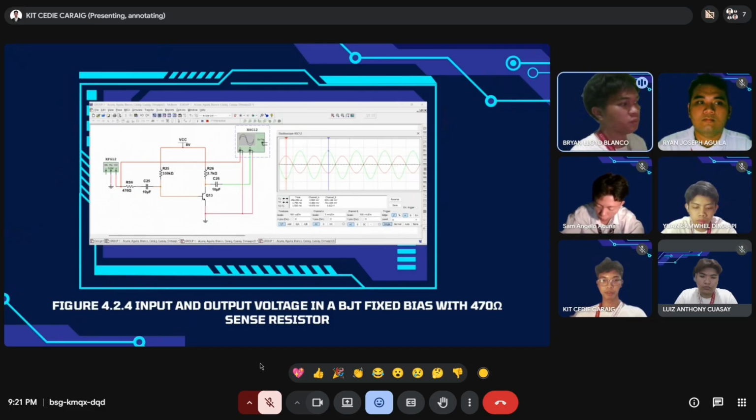For the 4.2.4, 470 ohms resistor, the output drops to approximately 791.35 millivolts from the same 499 millivolts input. Dividing both, we get 158.59 with respect to input voltage. And the waveform shows significant flattening and uneven peaks, indicating the transistor can barely amplify at its operating point. The signal is heavily compressed and overall amplifier performance is significantly reduced. Next slide.